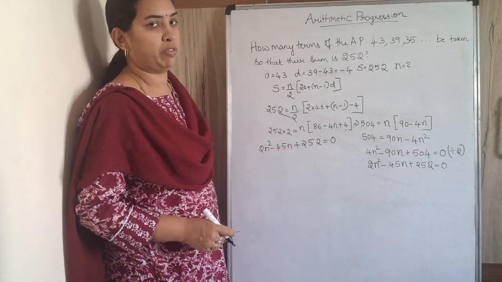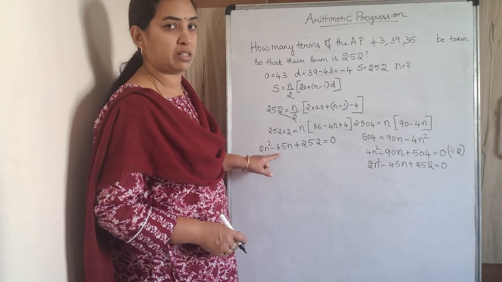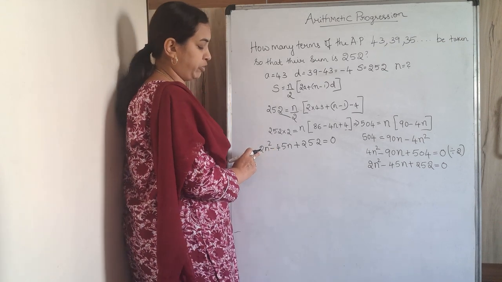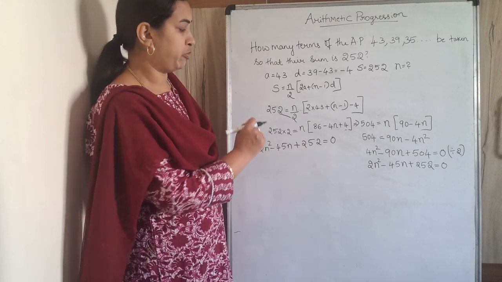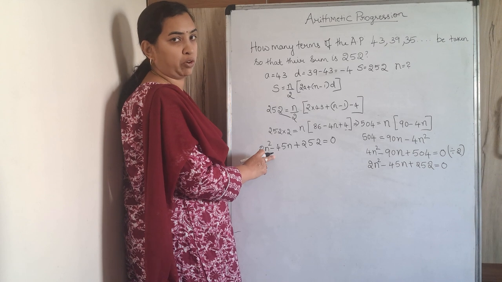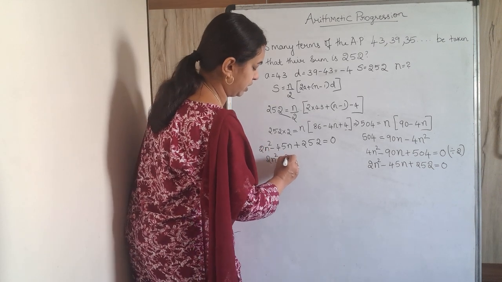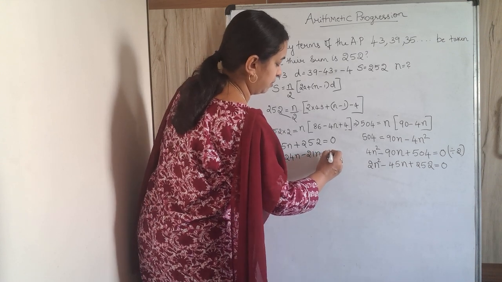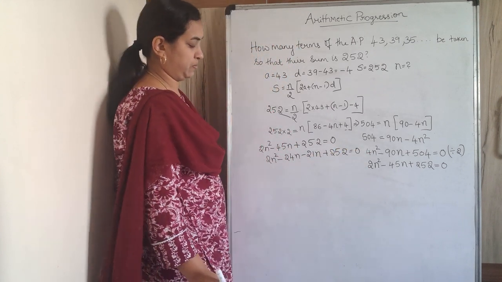You should be a bit careful while finding out the factors here. So here I will be taking the factors 24 and 21. So 252 into 2 has to be done. You need to get that value, which will be equal to 504. So 24 into 21 is 504. So this will be 2N square minus 24N minus 21N plus 252 is equal to 0.